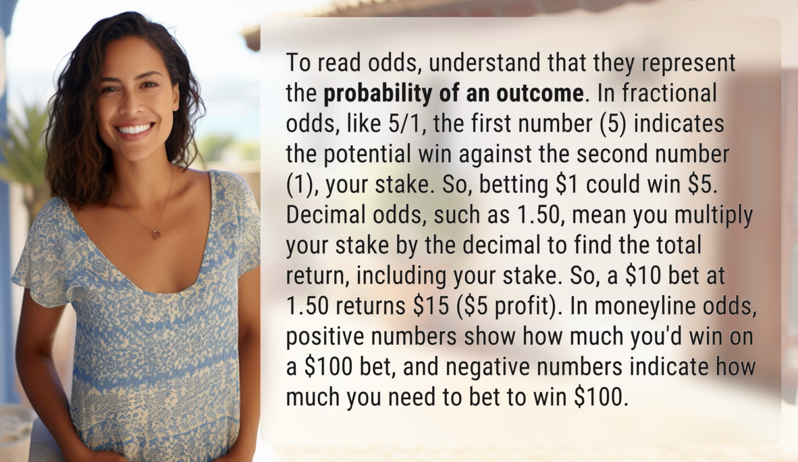In moneyline odds, positive numbers show how much you'd win on a $100 bet, and negative numbers indicate how much you need to bet to win $100.